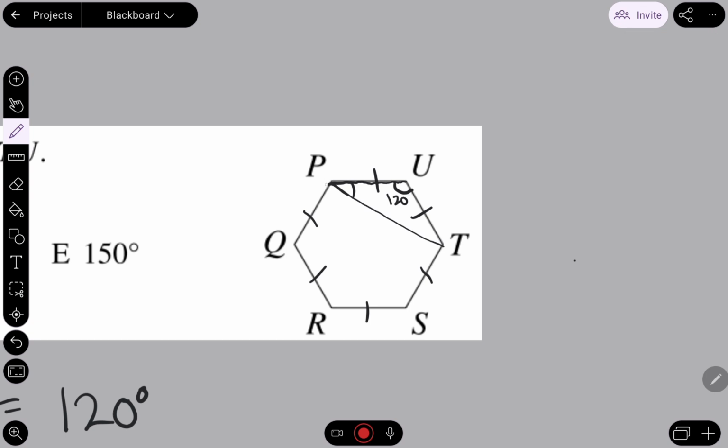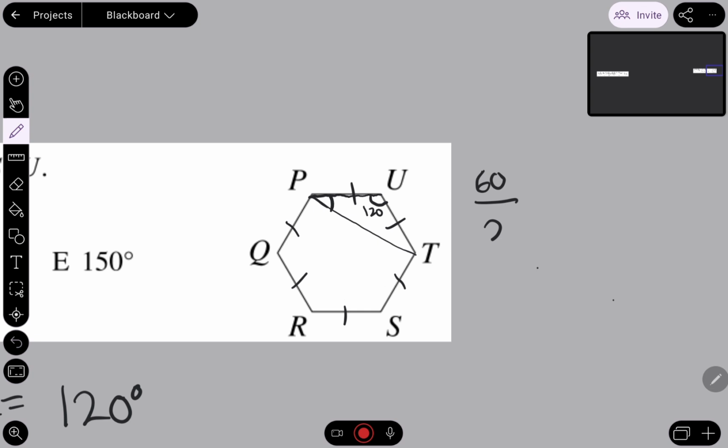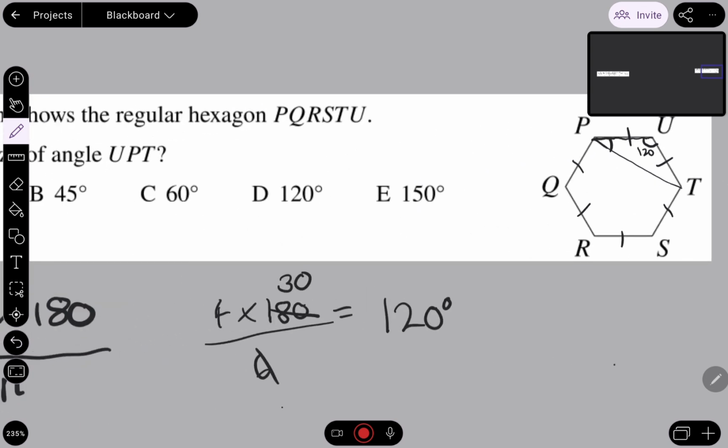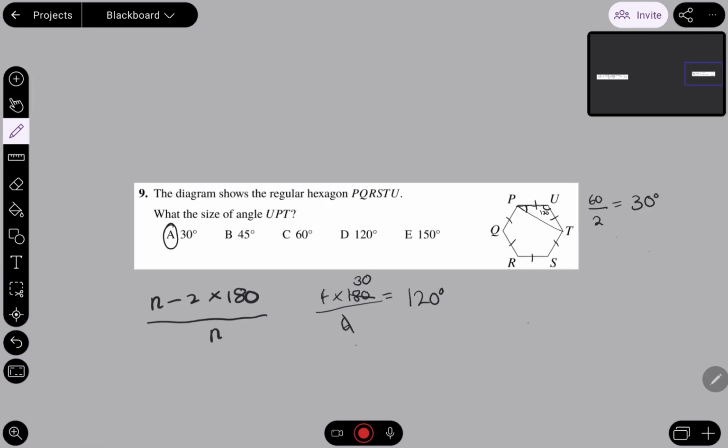Next, because PU and UT are the same length, our triangle that we've made is isosceles. Opposite angles are equal. So 180 minus 120 is 60, which is the sum of UPT and UTP. And since those two angles are the same, we need to half 60 to get the angle that we would like, which is 30 degrees. Our answer is A, 30 degrees.